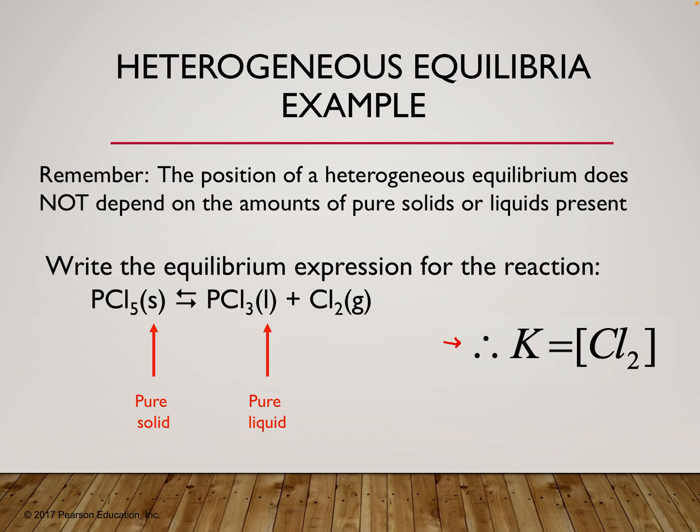Remember, three dots mean therefore. If it's confusing to you, just go like that. So our K value is just equal to the concentration of chlorine because there's nothing else we can include. We don't include pure solids, we don't include pure liquids. And our Kp expression would be just equal to the partial pressure of chlorine. Again, we can't include the solids or the liquids, so it's based on our chlorine.